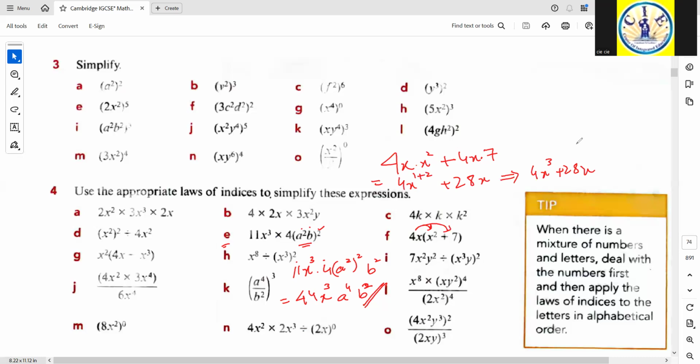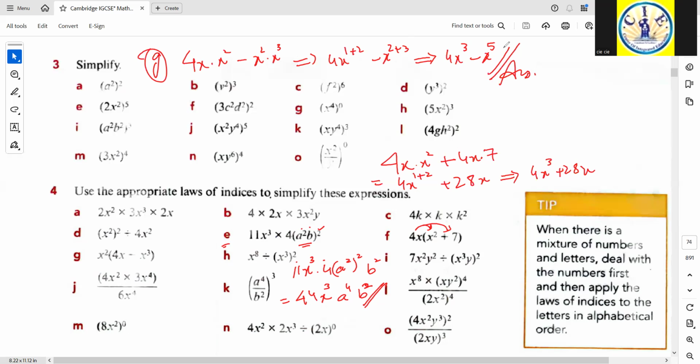So same goes for part G, for example. 4x times x squared minus x squared times x cubed, which will give us 4x raised to power 1 plus 2 minus x raised to power 2 plus 3, which will further give us 4x raised to power 3 minus x raised to power 5. That is its answer.